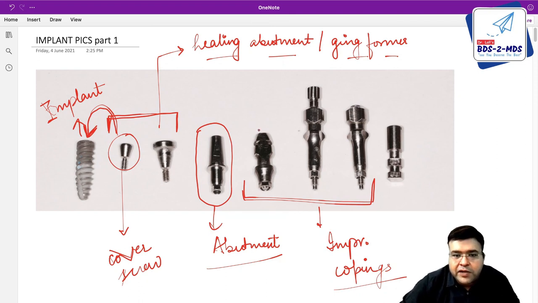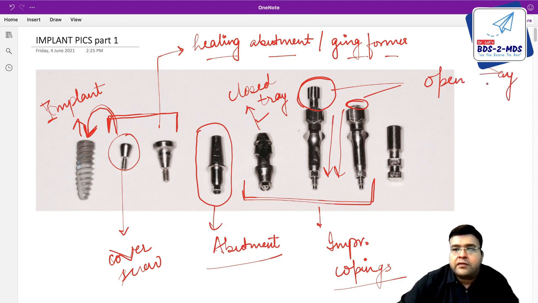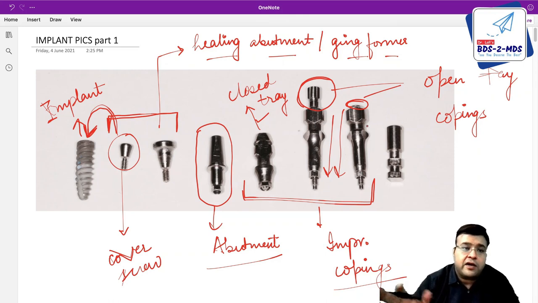Now, what you see here is one impression coping, which is a short one. Then you see an impression coping with a very long screw. And here you can see with a short screw, but the coping is long, right? So this one is called a closed tray coping, and both these are called open tray copings, right? So the main difference between a closed tray and an open tray coping is that in an open tray coping you will have a long screw and you will be able to visualize that screw out of the coping. Now this closed tray also has a screw inside, right? But that is inside, you cannot see the screw. So that is how you identify a closed tray coping.